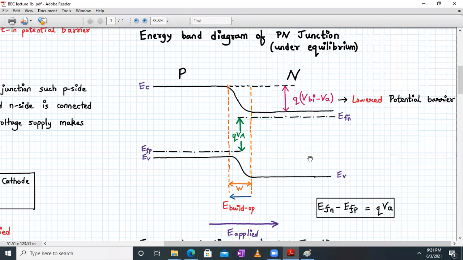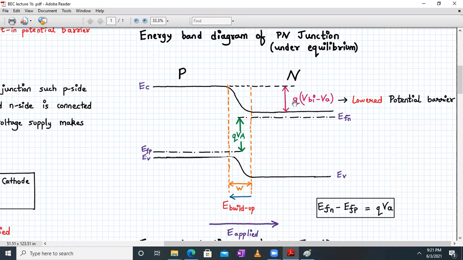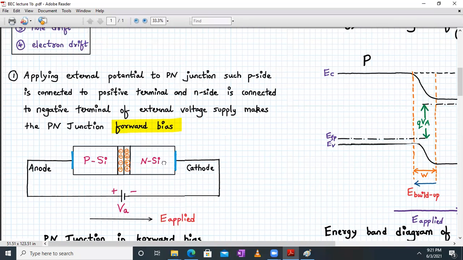Now with this, the difference between the quasi-Fermi levels EFN and EFP will be the applied voltage. Since this is the energy band diagram, we have multiplied by Q. So this will be Q into VA applied, the external voltage and external energy which is applied. And the reduced barrier will be, earlier it was Q into VBI, as you can see in case of equilibrium. Now in case of forward bias, the barrier will be reduced to Q into (VBI minus VA). Now let's understand in terms of the structure what is really going to happen.